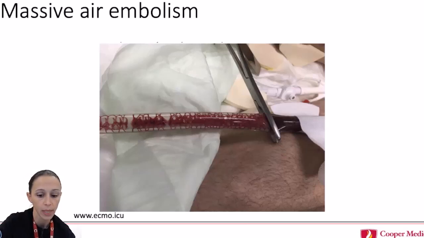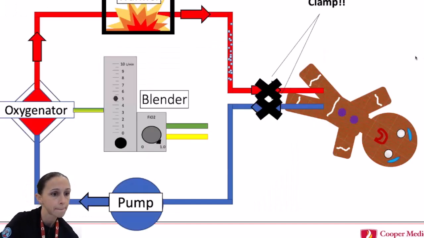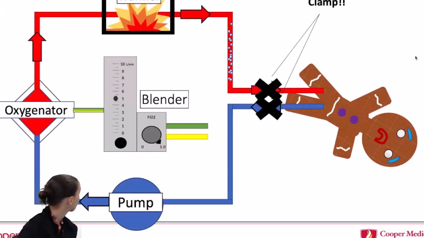Can you just go back to this slide? One thing you mentioned, air going to the lungs, this was VV ECMO. But if you're on VA, think about causing a stroke, things like that. Exactly, so much more catastrophic for a bubble.